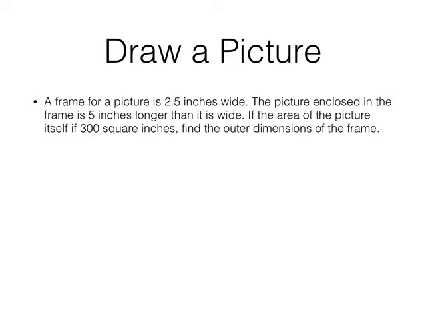All right, a draw-a-picture problem. This is usually something that involves some geometric figure. In this case, it's a rectangular photograph. Let's read it. A frame for a picture is 2.5 inches wide. The picture enclosed in the frame is 5 inches longer than it is wide. If the area of the picture itself is 300 square inches, find the outer dimensions of the frame.